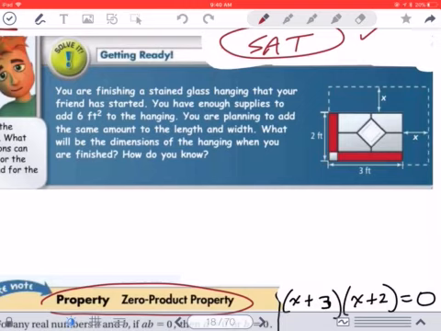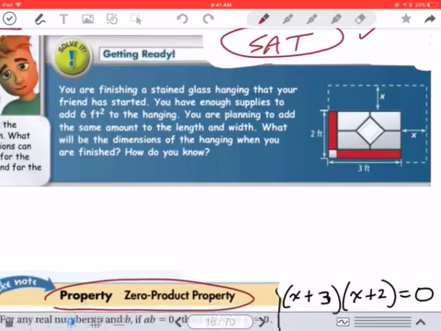Let's go over it. So it says you're finishing a stained glass window hanging that your friend has started. You have enough supplies to add 6 feet squared to the hanging. You are planning to add the same amount of length to the length and the width. What will the dimensions be when you're finished?